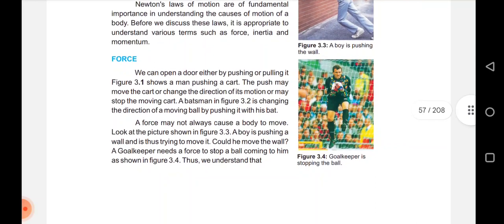Force. We can open a door either by pushing or pulling it, as shown in figure 3.1. A man pushing a cart. The push may move the cart, or change the direction of its motion, or may stop the moving cart.